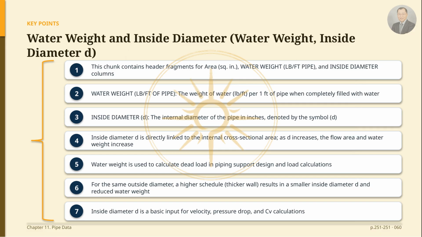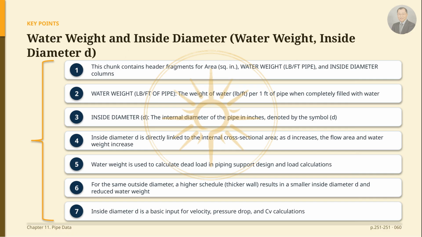This inner diameter D is directly linked to the internal cross-sectional area. As D increases, the flow cross-section also increases, and the weight of the water filling it also increases. Water weight is used to calculate dead loads in pipe support design or load calculations. Meanwhile, even if the outer diameter is the same, if the schedule is higher and the wall is thicker, the inner diameter D becomes smaller, and the water weight decreases accordingly.